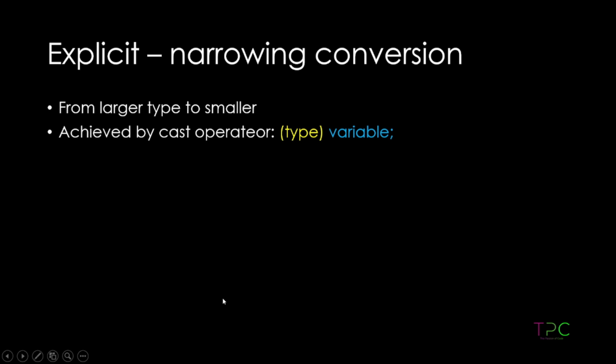Okay, let's go now to explicit casting, also known as narrowing conversion. And here we want to cast a larger type into a smaller one. We achieve this by the cast operator, and the cast operator is brackets with a type inside, to which we want to cast the larger variable. Okay, and that's pretty much all, and I will show you in an example. So let's go to the practice.